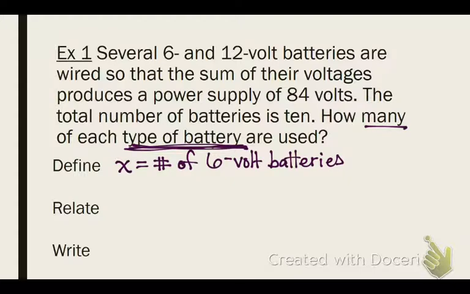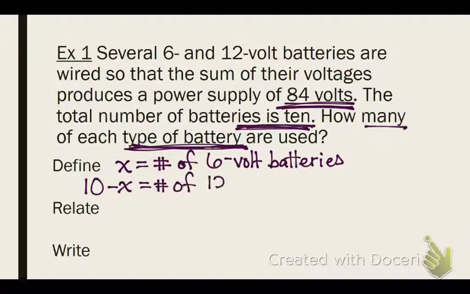How many of each type of battery? If X equals the number of 6 volt batteries, then like what was just discussed in class, if we know the total is 10, then if we took this away from 10, that's the amount of the 12 volt batteries that we have. All right, 84 volts. That's how many total voltage you've got. Because the combo is 10, if I have 10 and take away the number of 6 volt batteries, then that's going to be the number of 12 volt batteries.